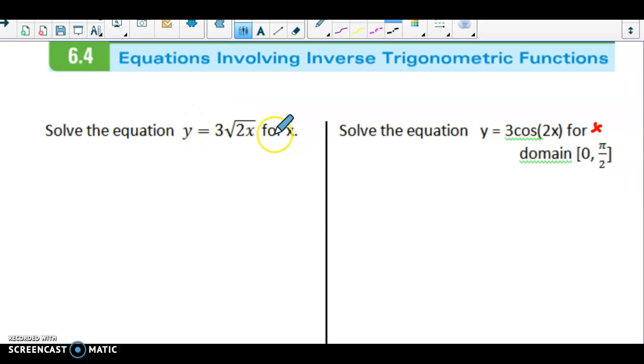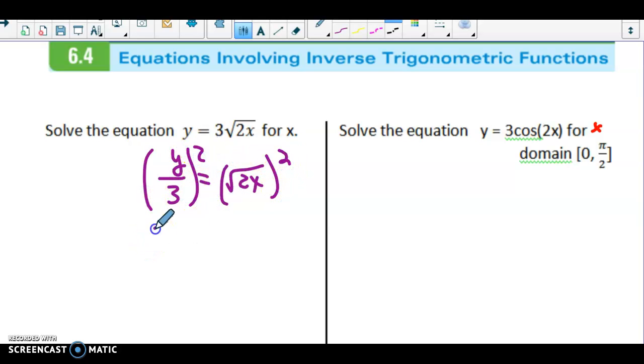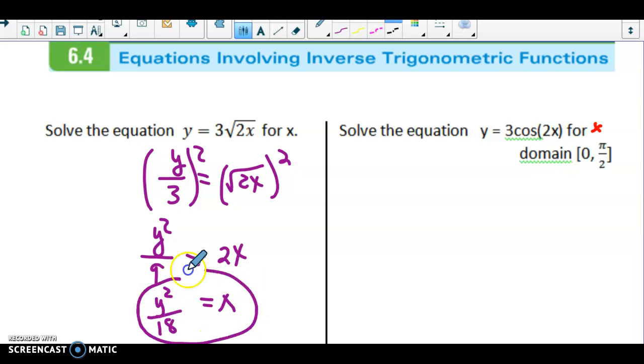If we were going to solve this for x, we wanted to undo everything here and take everything using inverse operations over to the y. So we certainly would have divided by 3 first, right? And then the x is trapped under this square root, so we would have squared both sides. We'd have y squared over 9 equals 2x, and then we would have divided by 2 or multiplied by a half to get y squared over 18. That would have solved that for x, right?